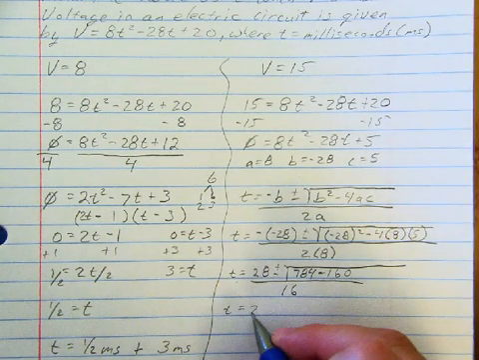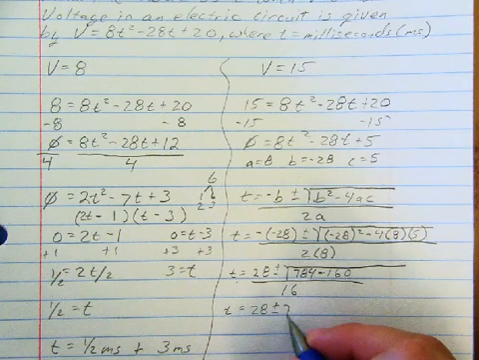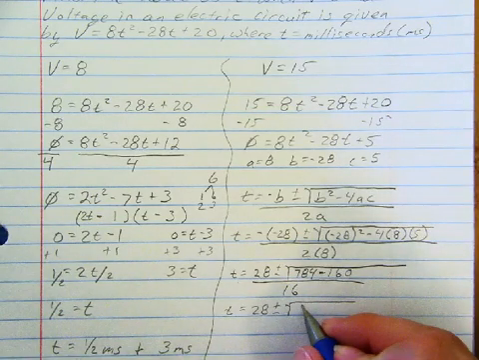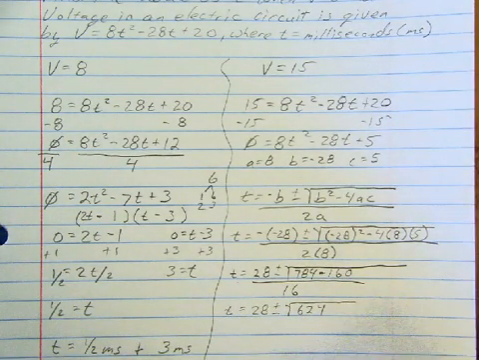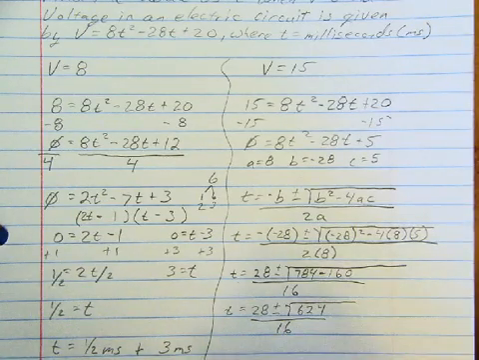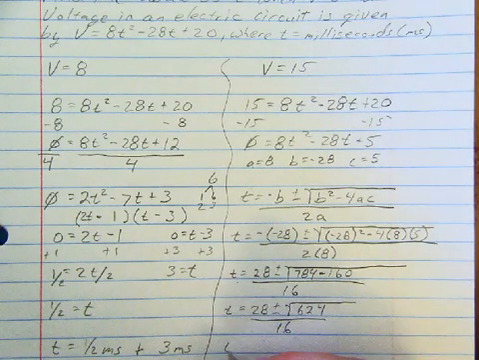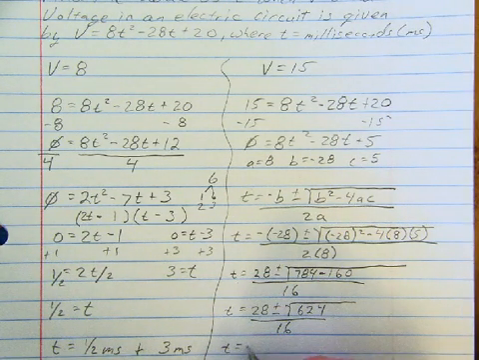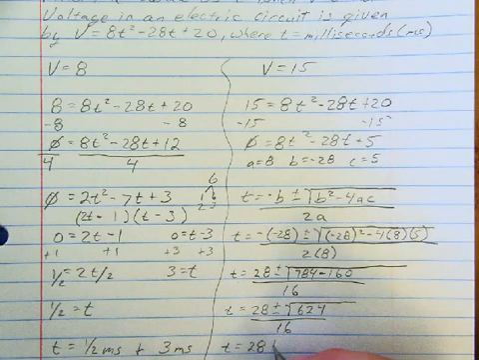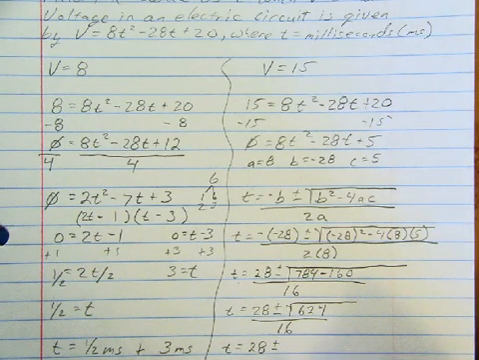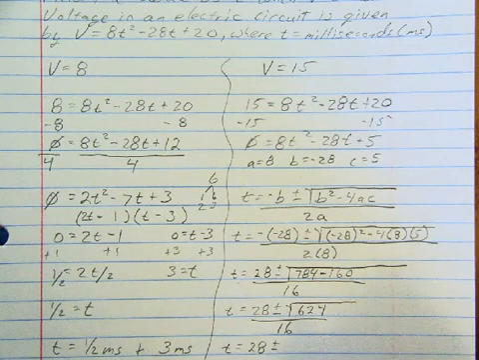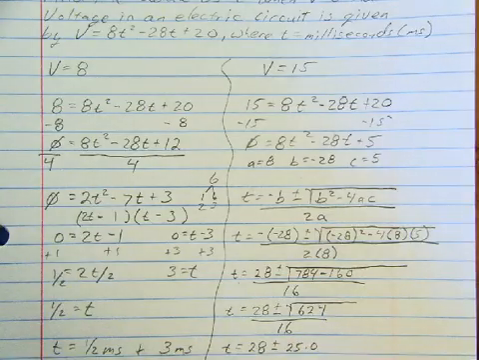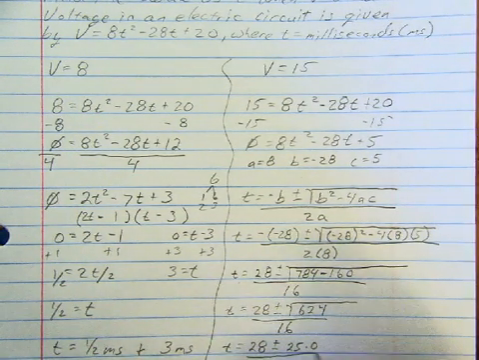t equals 28 plus or minus the square root of 784 minus 160, which gives us 624. And then we're still dividing by 16. Next, we're going to take the square root of 624. Remember, we're going to 3 significant digits when this isn't exact. So that's going to give us 25.0, and then that's divided by 16.